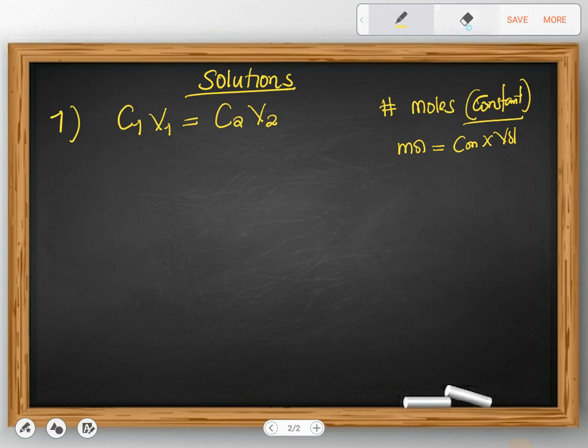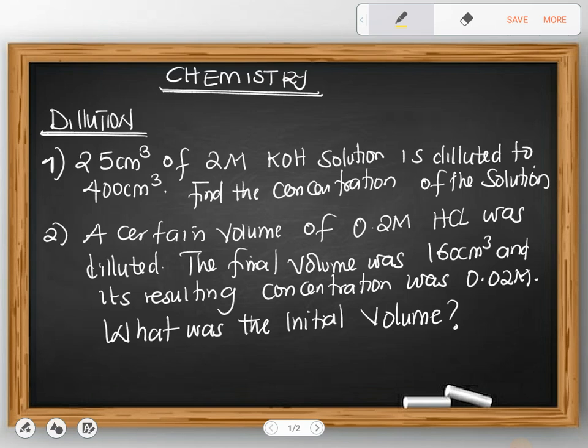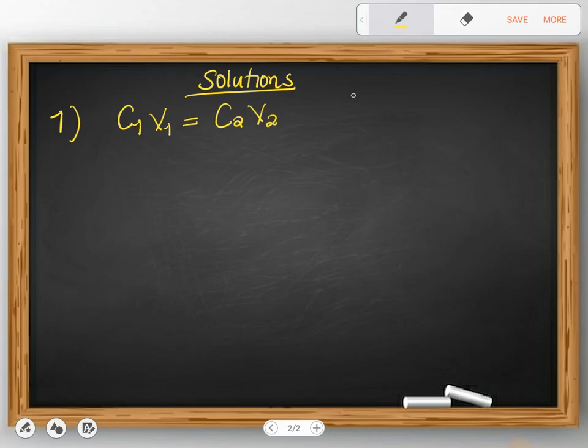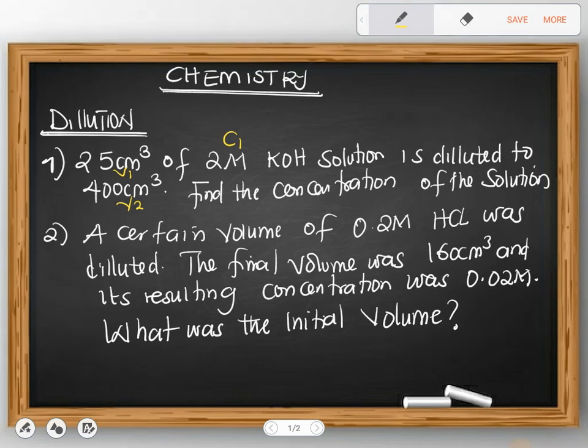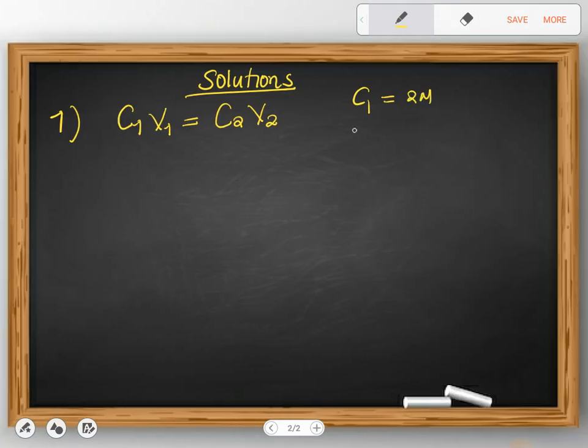So in our question 1, let's gather our data. This is our V1, this is our V2, this is our C1. We want the final concentration. So C1 is 2 molar, and C2 we don't know. V1 is 25, and V2 is 400. We just have to plug in here.